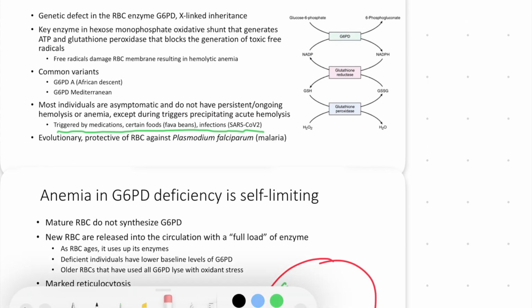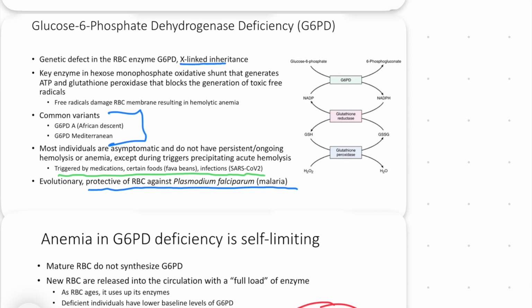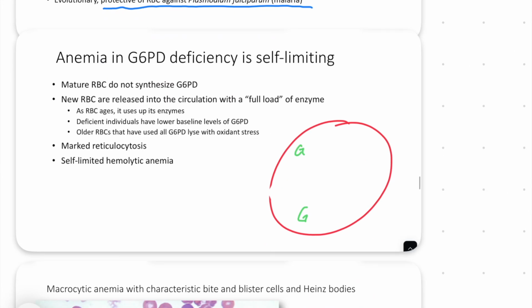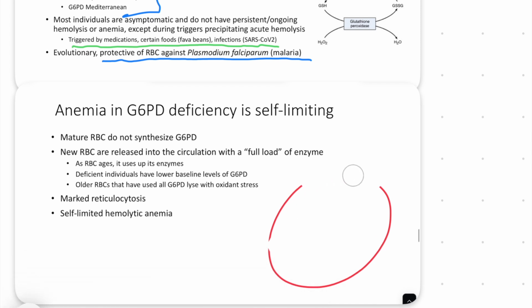There are certain populations that have more G6PD deficiency: African descent and Mediterranean descent. One of the reasons is thought to be that it is protective against malaria. It's also X-linked, so it's more common in males, and it is self-limiting. As soon as we use up all of the G6PD, we're going to have the lysing of this red blood cell, and it will spill its contents into the plasma.